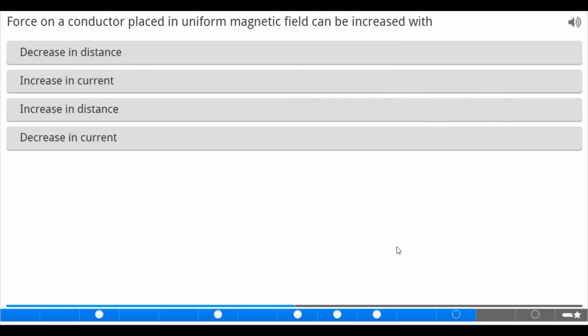Force on a conductor placed in a uniform magnetic field can be increased with what? That means from the earlier slide that we dealt with, we saw how force was in a horizontal position alongside the current. So if I need to increase my force, I will also increase the current. So the right answer will be an increase in current.